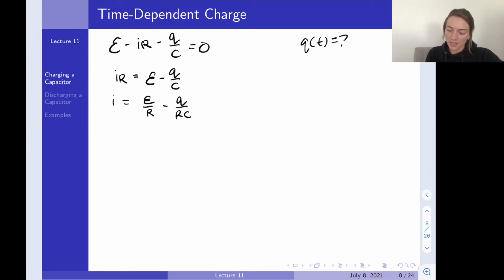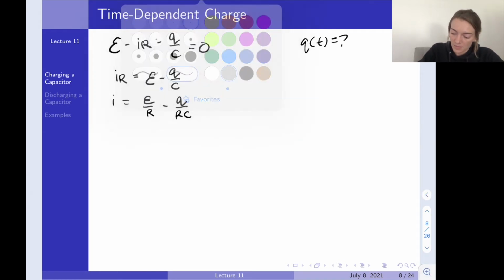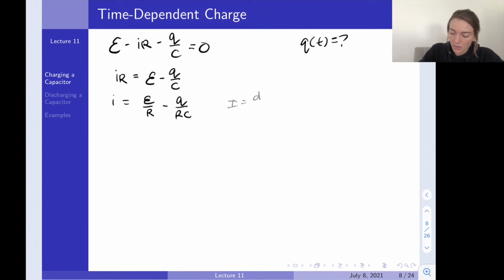So remember that we said that the current is equal to dq dt. Remember, current is equal to the time derivative of charge. So I can rewrite this little i here as dq dt. So that's equal to E over R minus Q over RC.